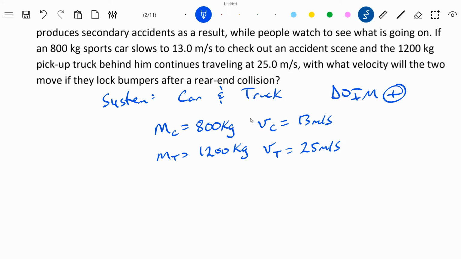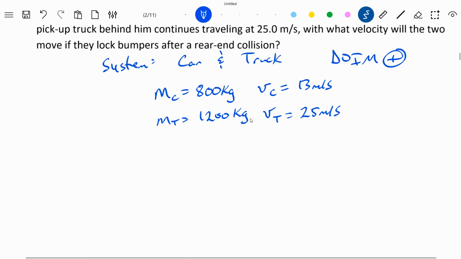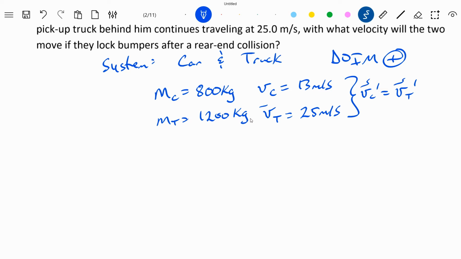Now, locking together means that however fast the car is moving after the impact, the truck is moving just as fast. They move together as one. So let's say that after the collision, the velocity of the car prime is going to be equal to the velocity of the truck prime. They will have the same velocity. And I do tend to get a bit sloppy with my vector notation.